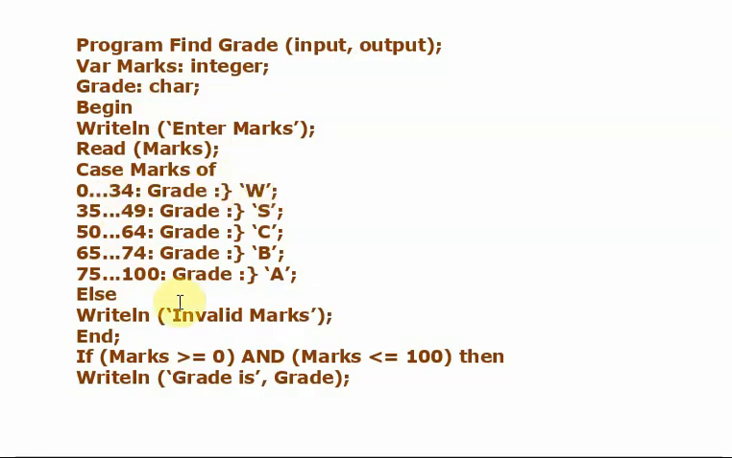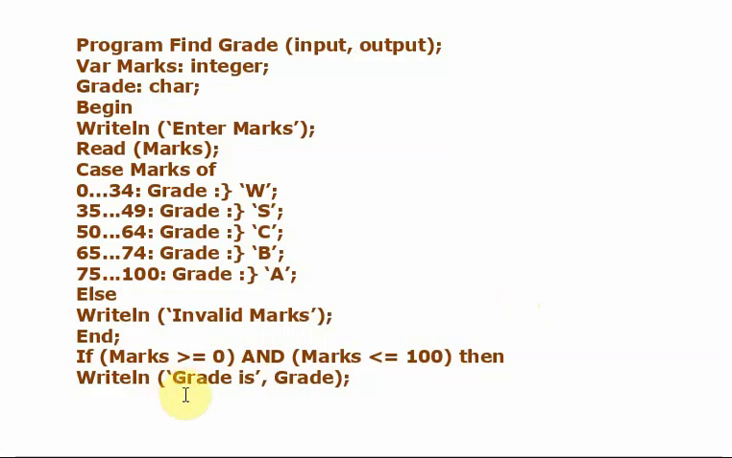We can define multiple values. So whatever marks you put here, it will check whether it is falling within this range, and then this letter will be assigned. When it falls in this range, then this letter will be assigned. If nothing matches, finally say else, invalid marks. It's very clear, right? If marks greater than or equal to 0, definitely marks should be greater than or equal to 0, and marks should be less than or equal to 100. Both conditions need to match.